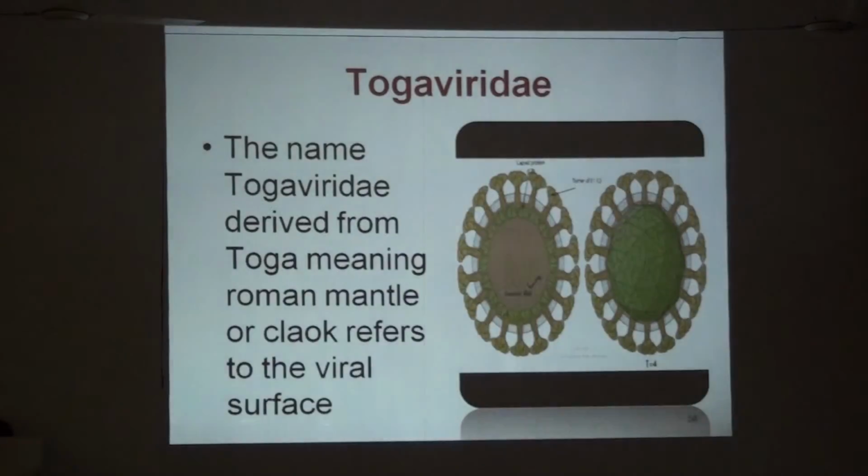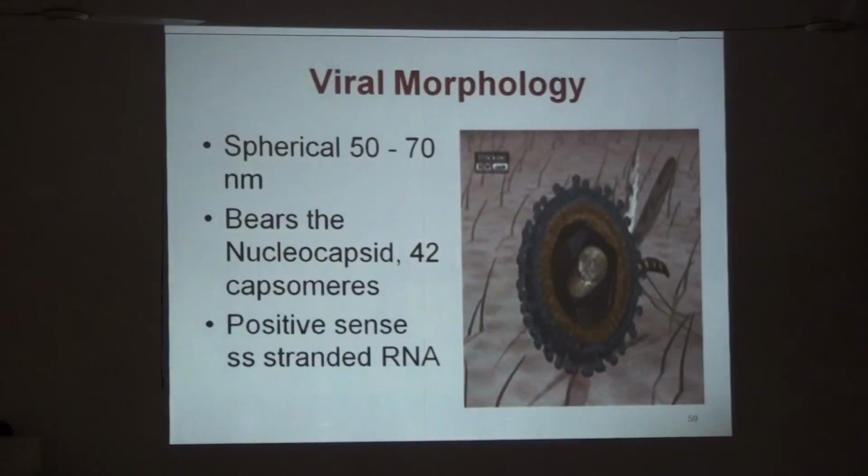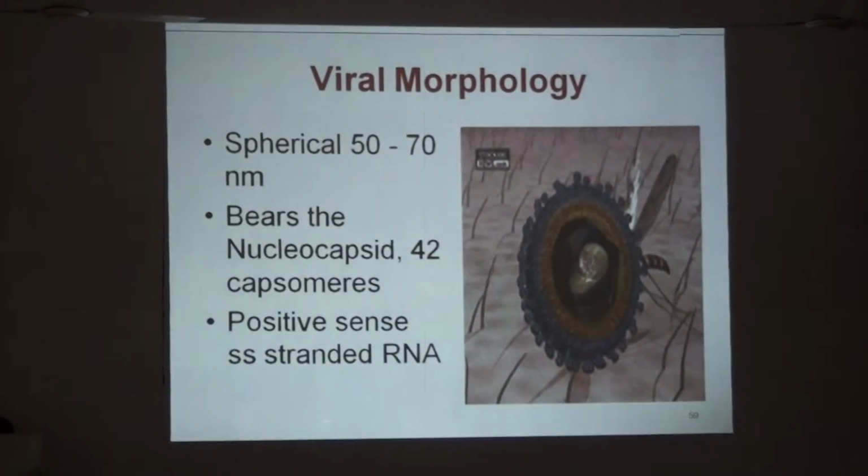Then second is chikungunya. Chikungunya is caused by the Togaviridae. It is also spherical in shape.